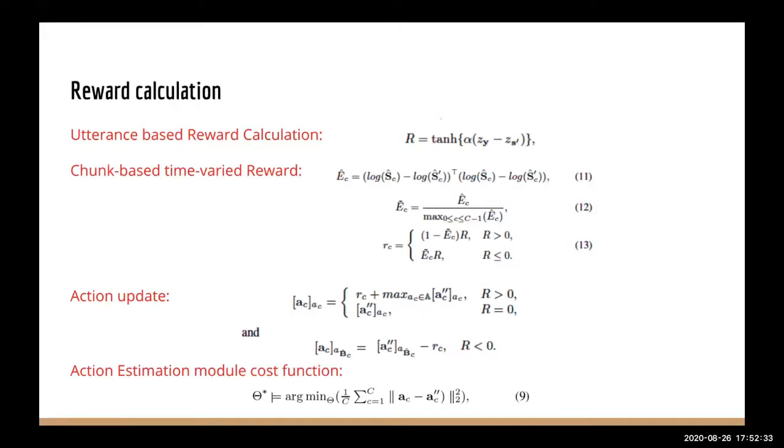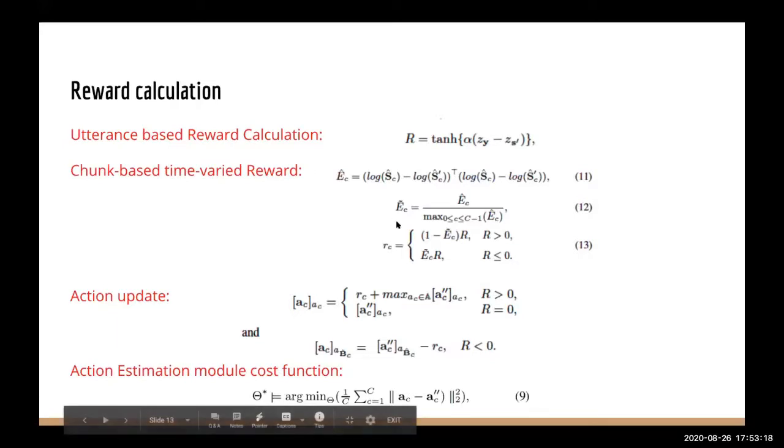When you select a bad IBM vector, I wouldn't say bad, the IBM vector doesn't fit, the normalized square error EC hat is large. When EC hat is large, accordingly RC, which is our small RC, our chunk-based reward, will also be small. This is to penalize the wrong action. And the big R reward, the utterance-based reward, and the time-based reward, small RC, will affect the action update collectively.